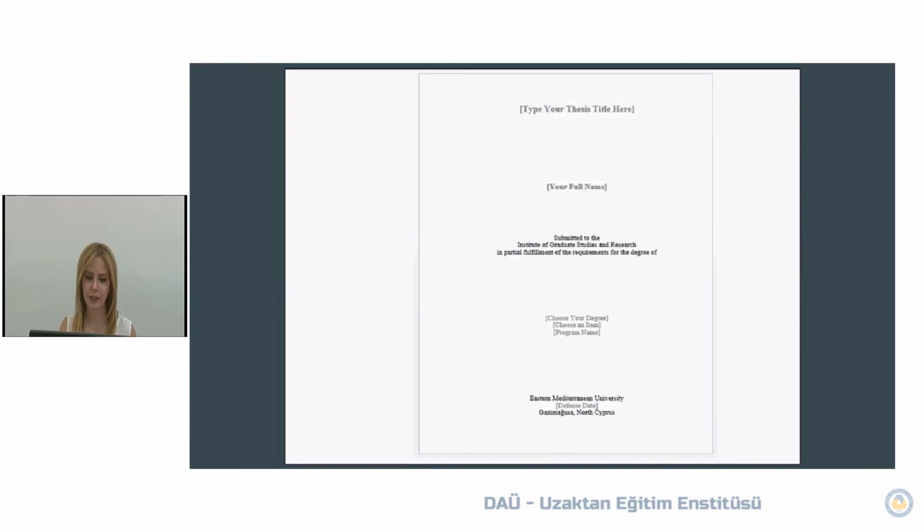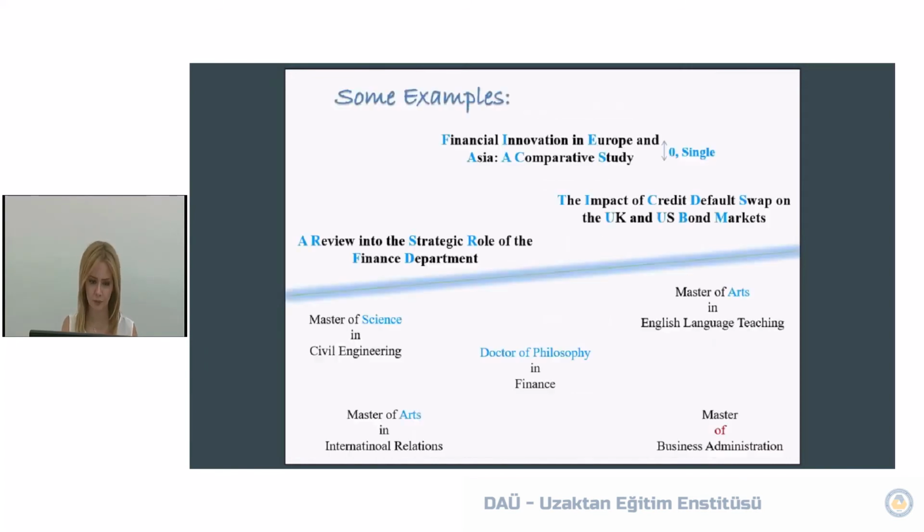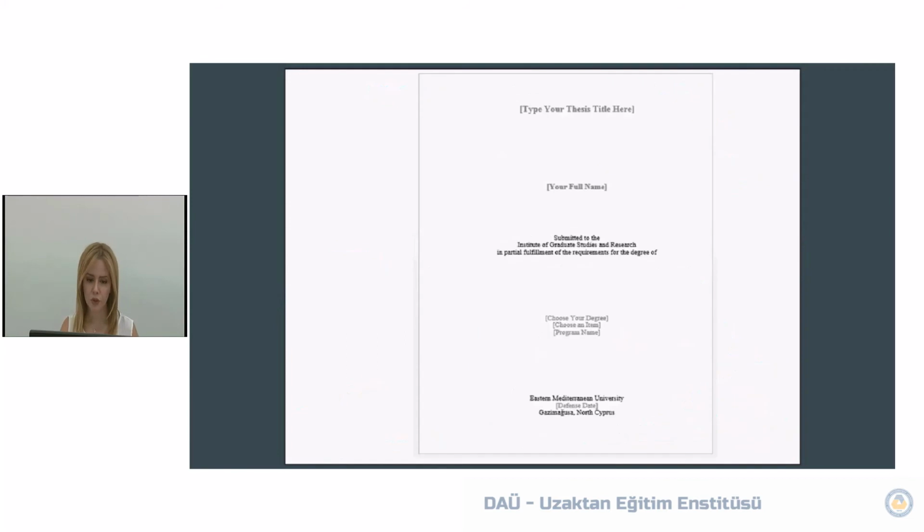Choose your degree. Based on the degree that you are going to graduate with, you can choose, for example, Master of Science in Civil Engineering, or Master of Arts in International Relations, Master of Arts in English Language Teaching, or if you are a PhD student, Doctor of Philosophy in Finance.